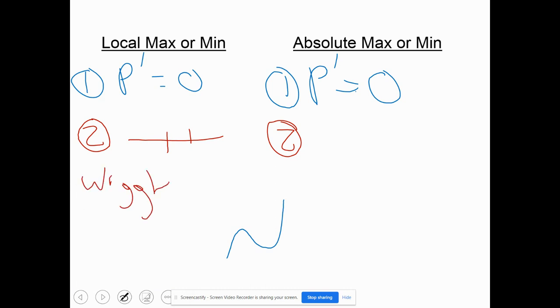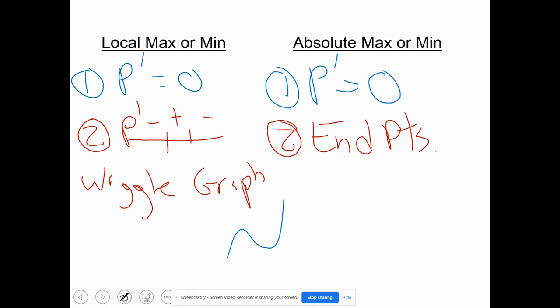Wiggle graph, which is just a number line where you're checking slopes going from minus to plus or plus to minus. For the absolute, we said you're also going to need to know the endpoints, if there are any. A lot of times 0 ends up being an endpoint.